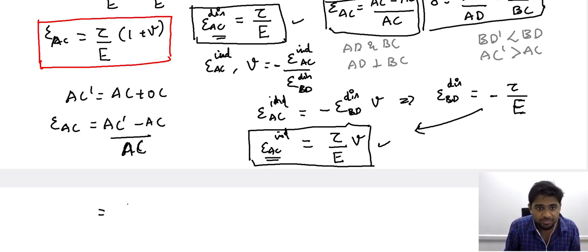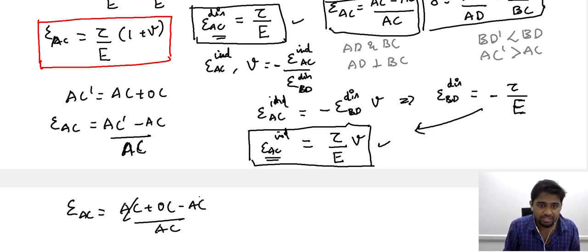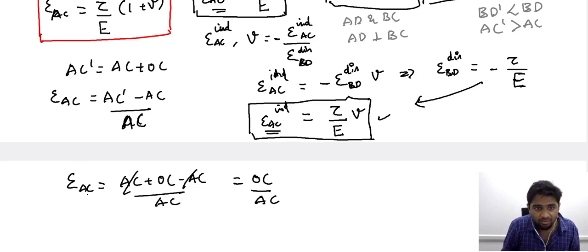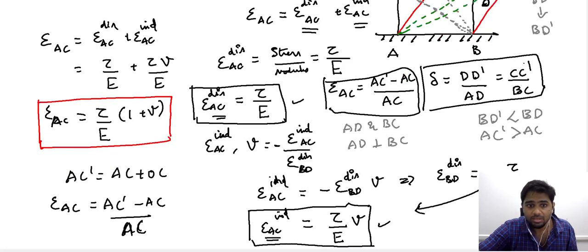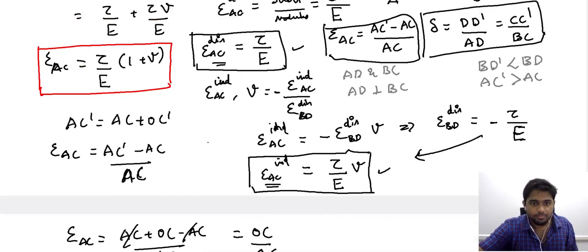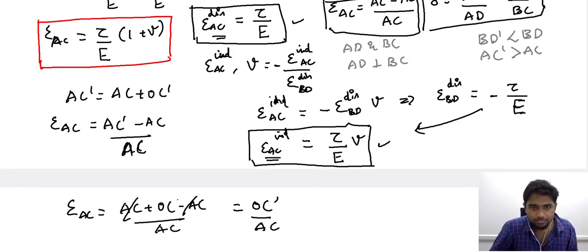When you substitute this expression, AC plus OC prime minus AC, divided by AC, what we end up having is that the strain along AC is nothing but the ratio of OC prime by AC. That is the strain along AC: the change in the dimension, OC prime, with respect to the original dimension AC.